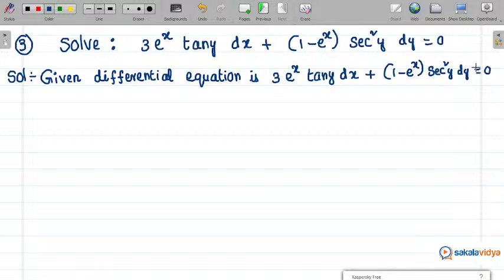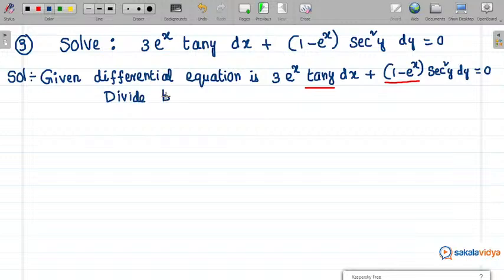I will tell you a beautiful logic here. How to put directly f of x dx plus g of y dy is equal to 0. Simply, actually here dx is there, it should contain the function of x only. As dy, it should contain only function of y. So that means there should not be 1 minus e power x, there should not be tan y, that's all. So that's why divide both sides by tan y into 1 minus e power x. Exactly this can be put in the form of f of x dx plus g of y dy is equal to 0.